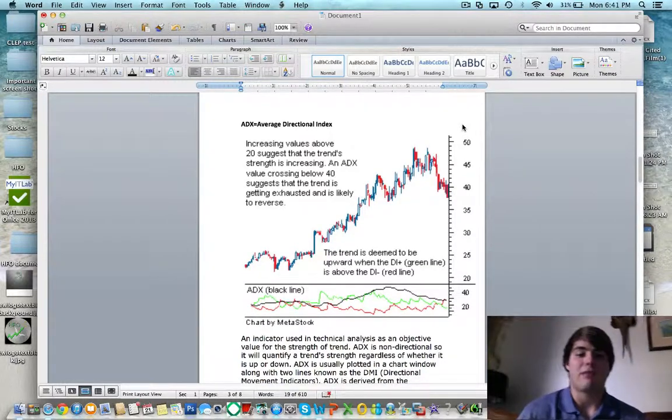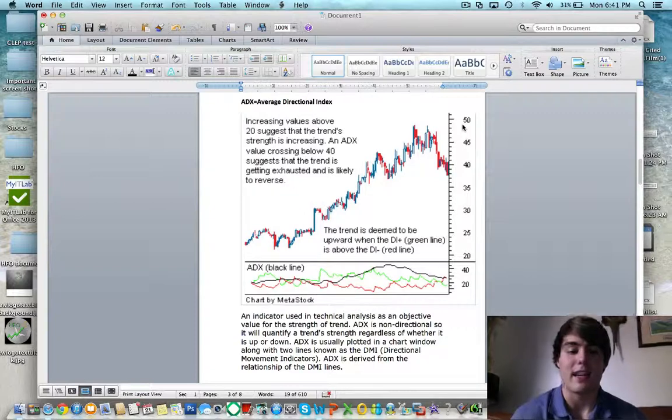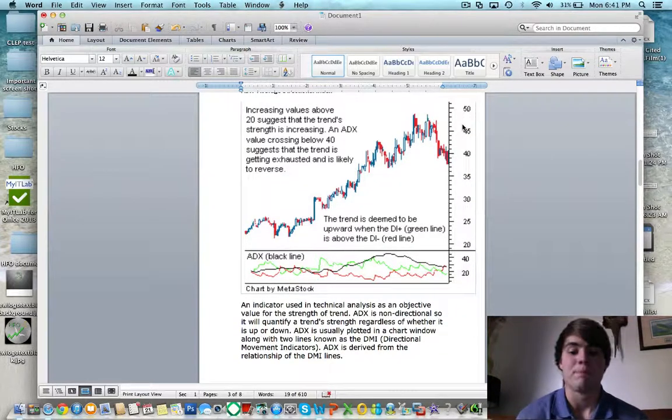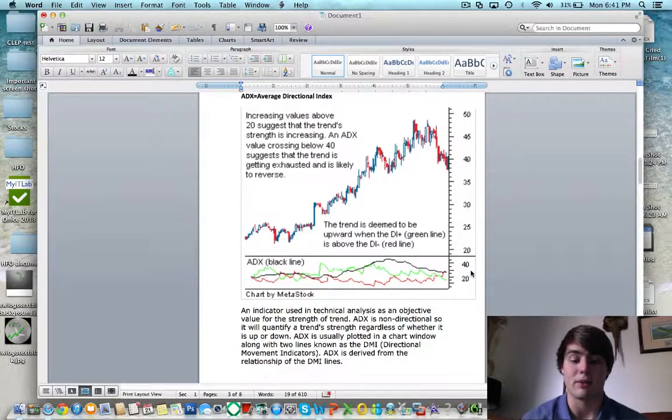Next is going to be the average directional index, and just a brief overview of it. It is an indicator used in technical analysis as an objective value for the strength of a trend. ADX is non-directional, so it will quantify a trend's strength regardless of whether it is up or down. ADX is usually plotted in a chart window along with two lines known as the DMI, the directional movement indicators, which we're going to go over in a little bit. ADX is derived from the relationship of those DMI lines, and there's going to be a plus DMI and a minus DMI.